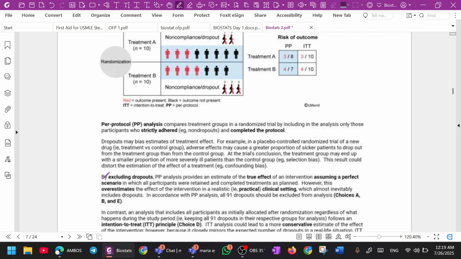At the trial's conclusion, the treatment group may end up with a much smaller proportion of more severely ill patients than the control group. Selection bias. These results could distort the estimation of the effect of a treatment. Confounding bias. By excluding dropouts, per protocol analysis provides an estimate of the true effect of an intervention, assuming a perfect scenario in which all participants were retained and completed treatment as planned. However, this overestimates the effect of the intervention in a realistic, practical clinical setting, which almost inevitably includes dropout. In accordance with per protocol analysis, all 91 dropouts should be excluded from the analysis.